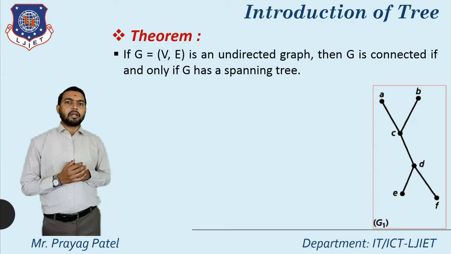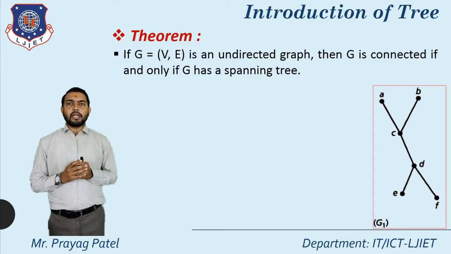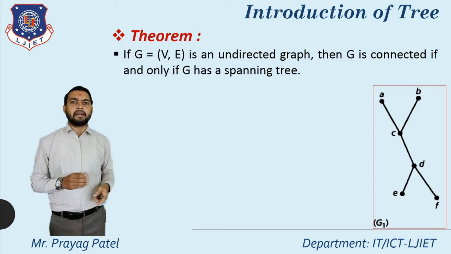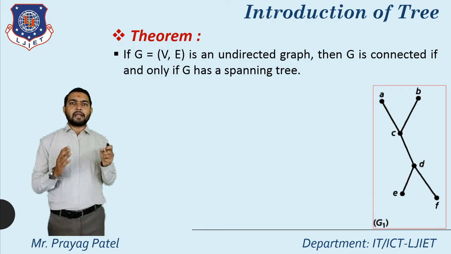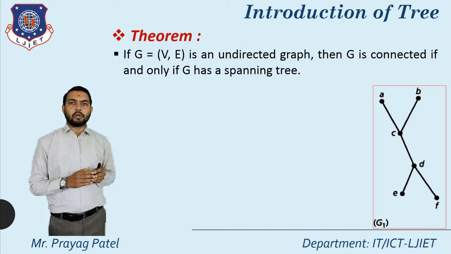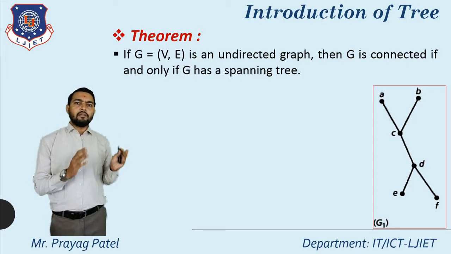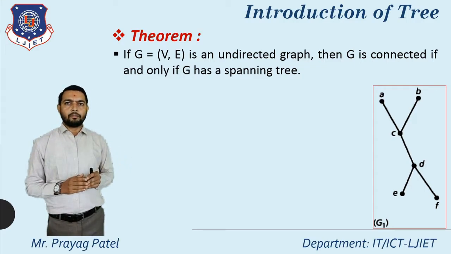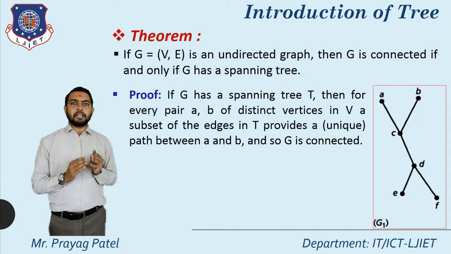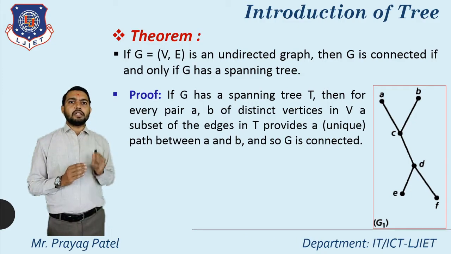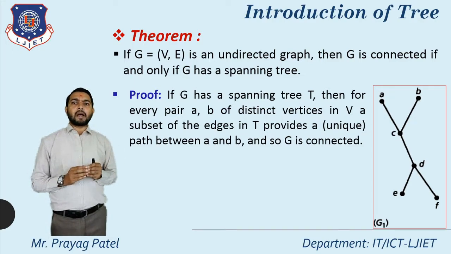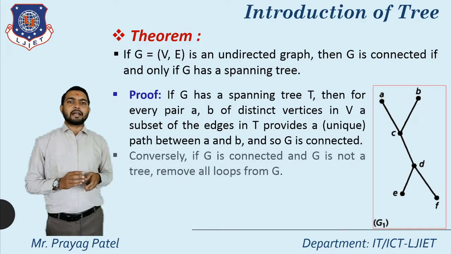Now another theorem related to trees: if G equal to (V, E) is an undirected graph, then G is connected if and only if G has a spanning tree. We already know what a spanning tree is. A spanning tree means we have to cover each and every node without any cycle, because no cycle is available in a tree, and we have to cover all the nodes according to the spanning rule. Okay. So the proof for this theorem: if G has a spanning tree T, then for every pair A, B of distinct vertices in V, a subset of edges in T provides a unique path between A and B, and so G is connected.